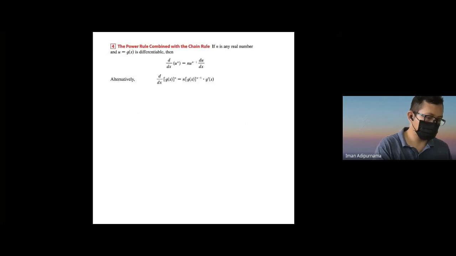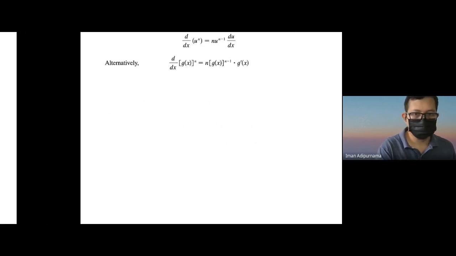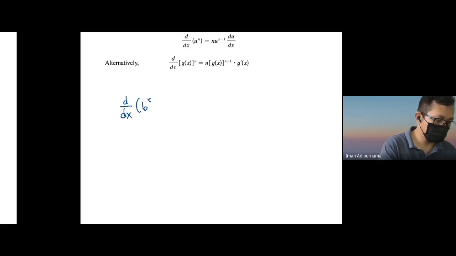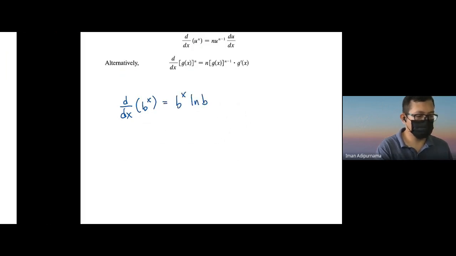I think we already deal with this, right? You have d/dx of b^x, and then b to the power of x. This is b^x and b, right?